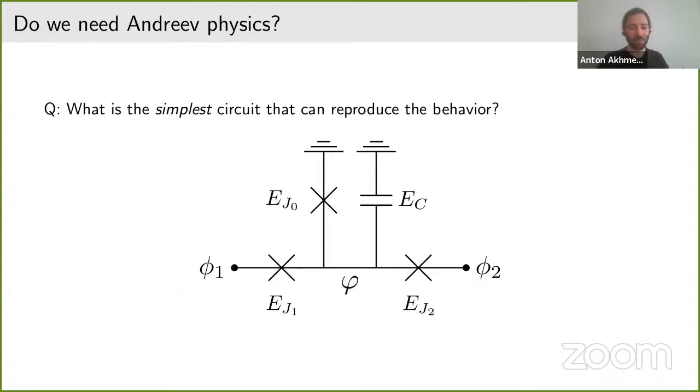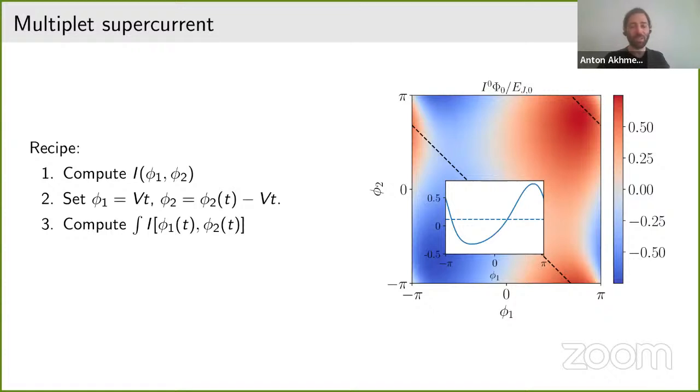So does this work? Let's see. The recipe in such a circuit is the following. We have the Hamiltonian as a function of 2 phases of the superconductors. We compute a map of the current flowing into the ground as a function of the 2 phases. You see this map here. Then, in order to define, say, quartet supercurrent, we make both phases wind with the voltage. So phi1 is equal to V times T, and phi2 is equal to phi2 of 0, this is a typo, minus V times T.